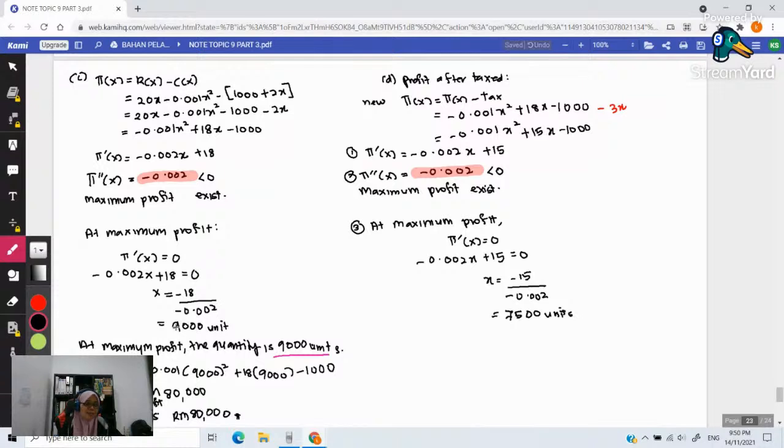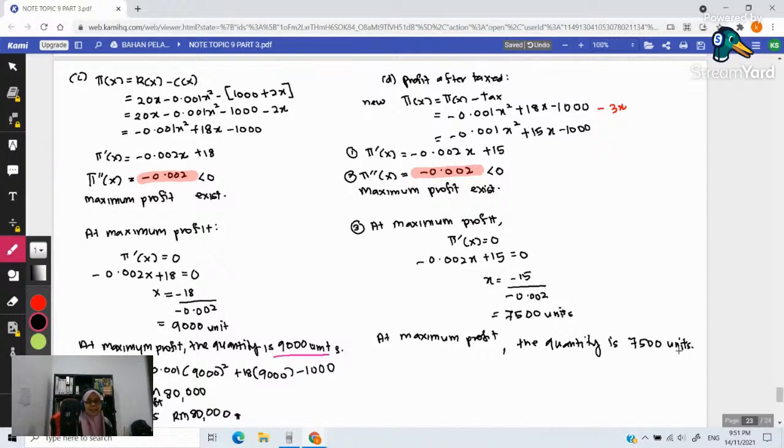Check for question C, the company needs to sell or produce 9,000 units. But if the company is taxed RM3 for each one, they have to sell 7,500. See? The quantity is different. So we need to write here: at maximum profit, the quantity is 7,500 units.